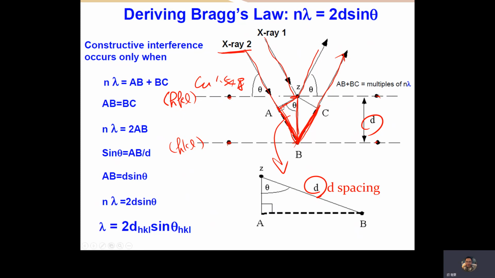So n lambda, where lambda is the wavelength, equals 2AB, because AB equals BC. Sine theta equals AB over d, so we find that n lambda equals 2d sine theta. It's quite simple to figure out the d-spacing from the geometry. I think it's not difficult.